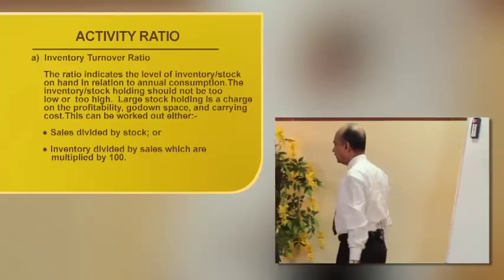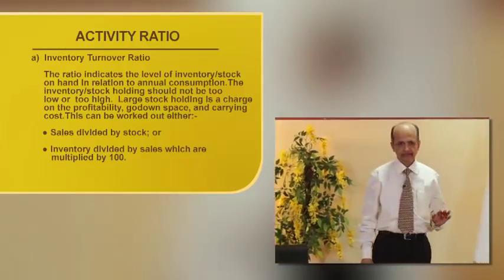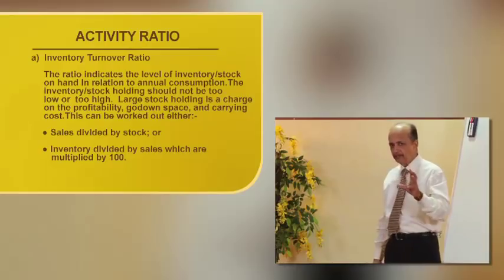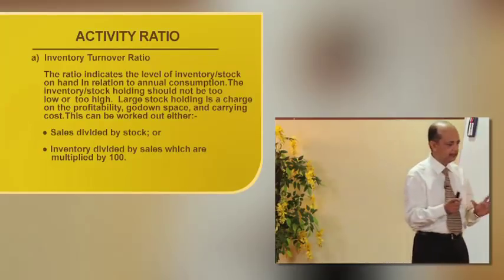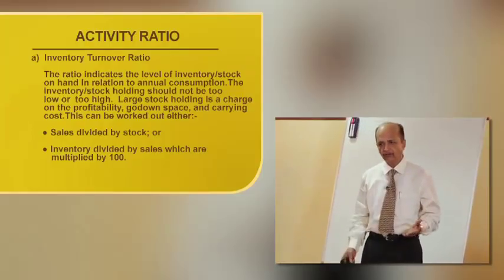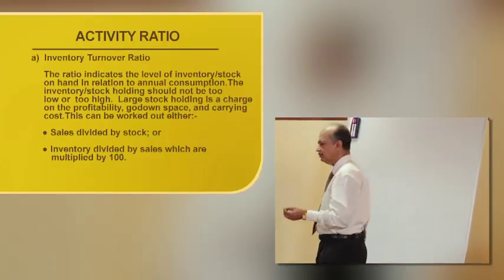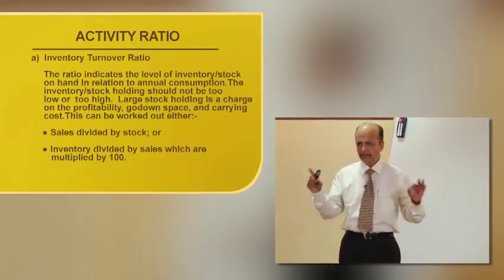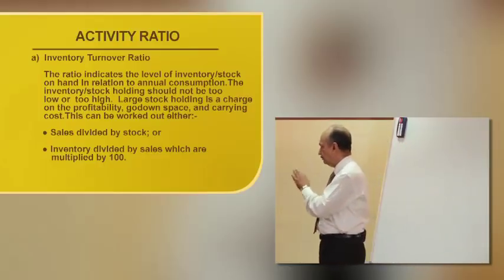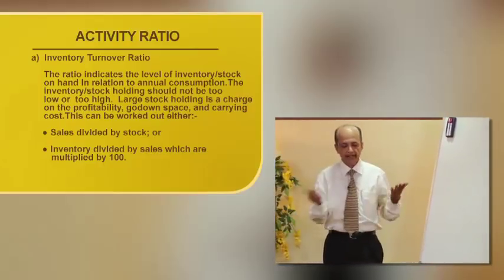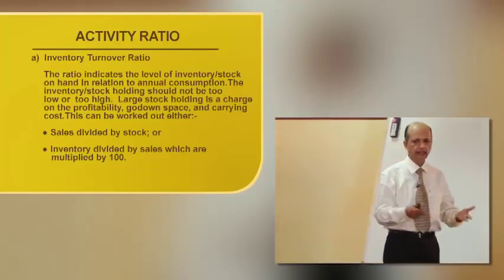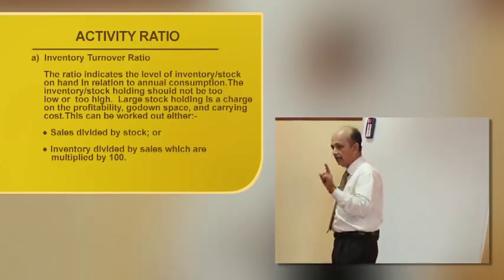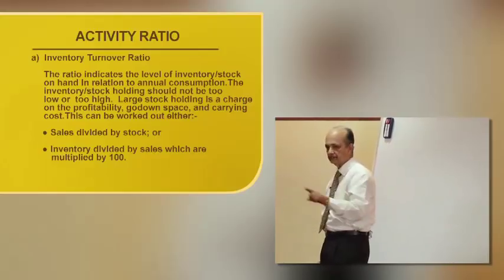Now coming to the inventory turnover ratio, what does it speak? This ratio indicates the level of inventory or stock. When I say inventory, that comprises raw material, stock in process and finished goods. These 3 items and other consumables also come under inventory. Inventory and stock are the same; in other words we use both terms. It shows whether the level of inventory or stock is appropriate in relation to annual consumption.